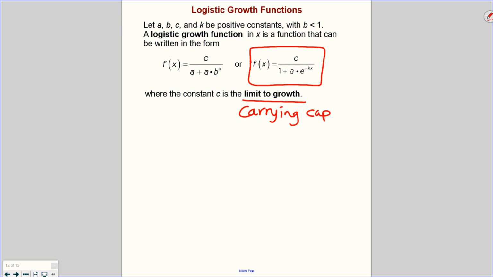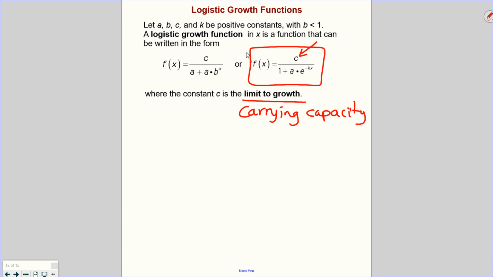And so what that means is that this is very often a population growth, and it's saying that's the most growth that this particular population or whatever situation can handle. So for example, if we were talking about the spread of a virus through a school, and there were 1,000 students at the school, then C in this case would be 1,000, because that would be the most people that could get this virus because there aren't any others.